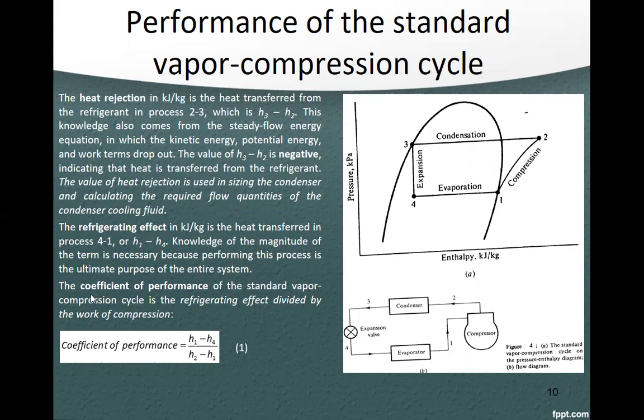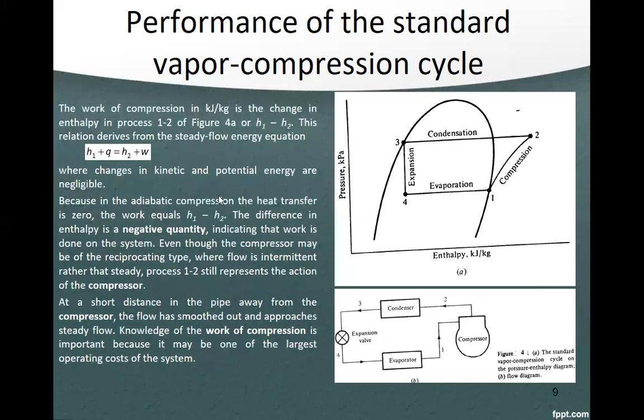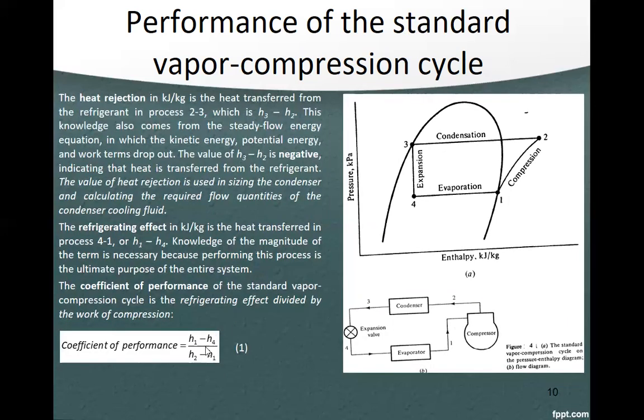Check it. So, the coefficient of performance of the standard vapor compression cycle is the refrigerating effect divided by the work of compression. So, COP, coefficient of performance, is equal to the refrigerating effect divided by the work of compression, which is h1 minus h4 over h2 minus h1. The absolute value, or the positive value, is h2 minus h1, because COP cannot be negative. So this is now h2 minus h1. This is the absolute value.